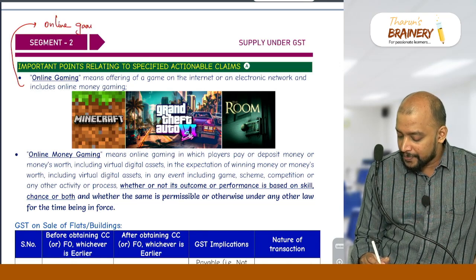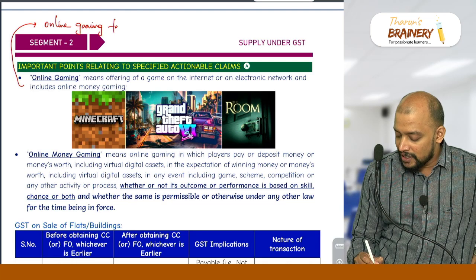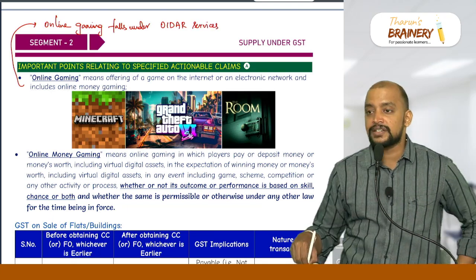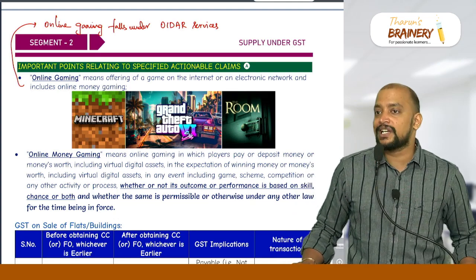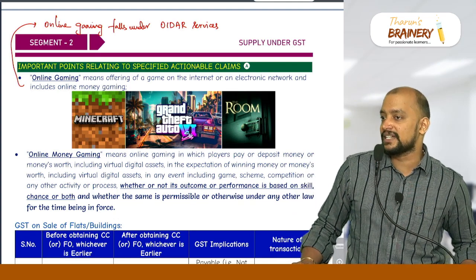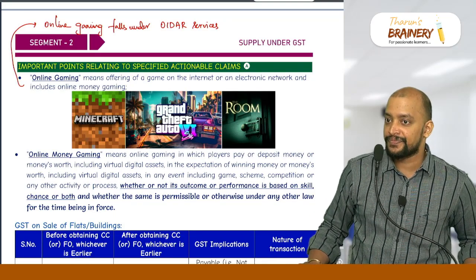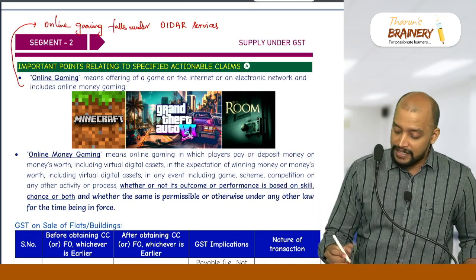Online gaming falls under OIDAR services. What is OIDAR services? Online information database access and retrieval services. Under that category, this online gaming will be coming. Service.